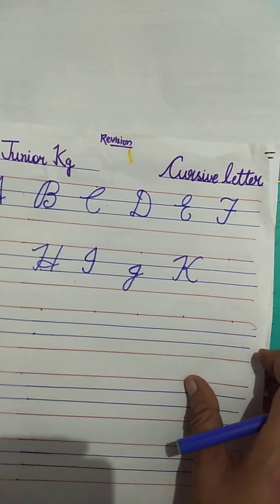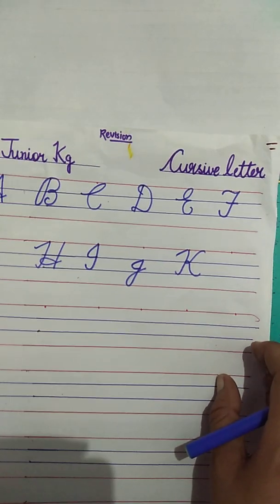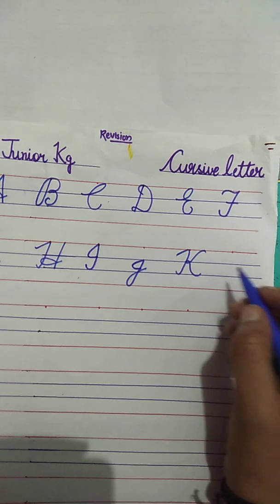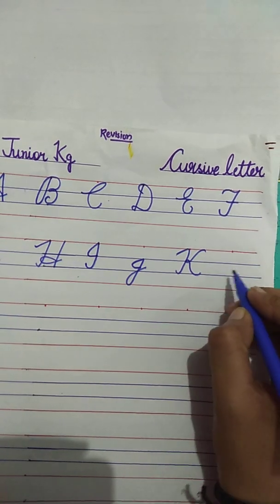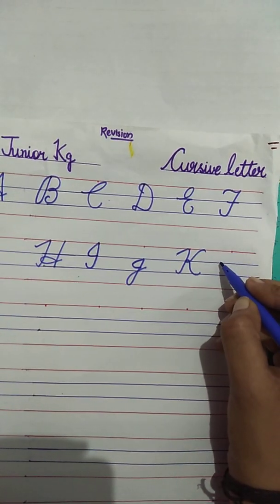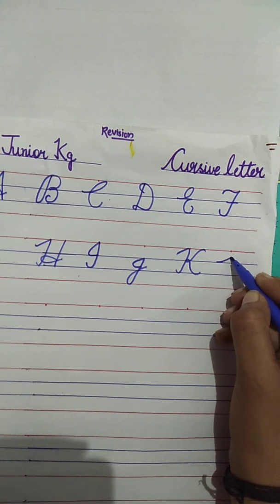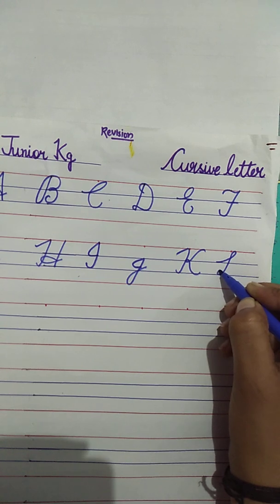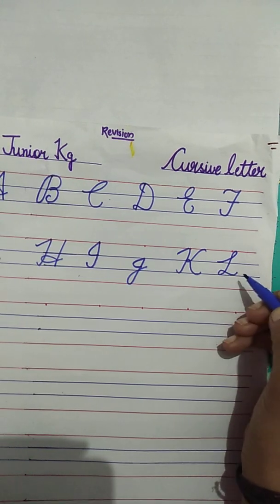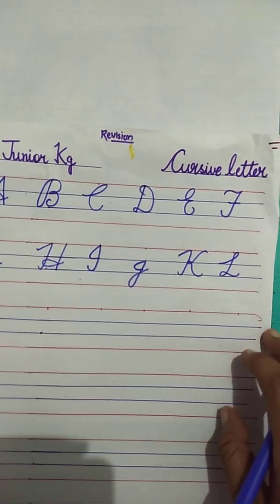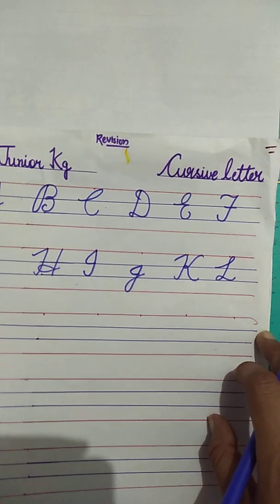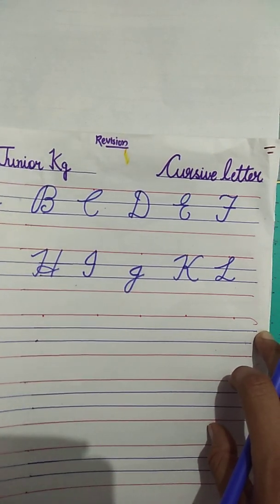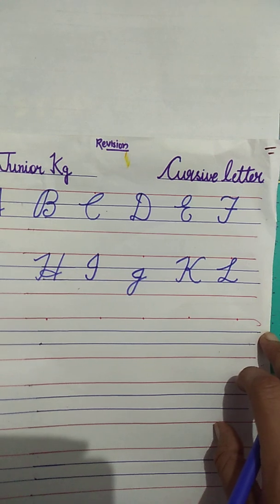The spelling of kite is K-I-T-E. Kite. Now tell me the next letter. Very good. L. L for lion. See here, a curve, a loop, a slanting line, again a loop, then a curve. L for lion. The spelling of lion is L-I-O-N. Lion.